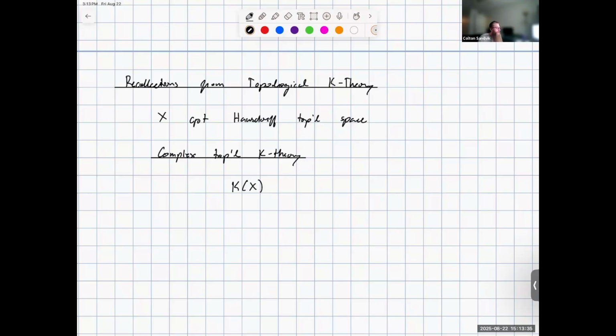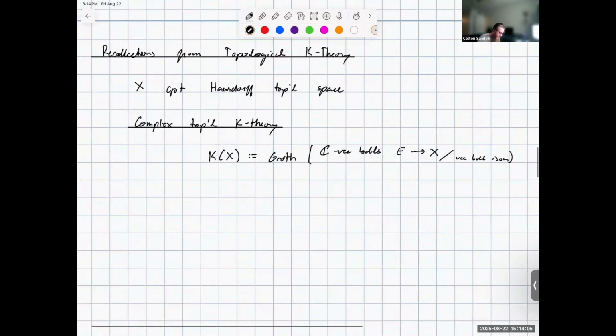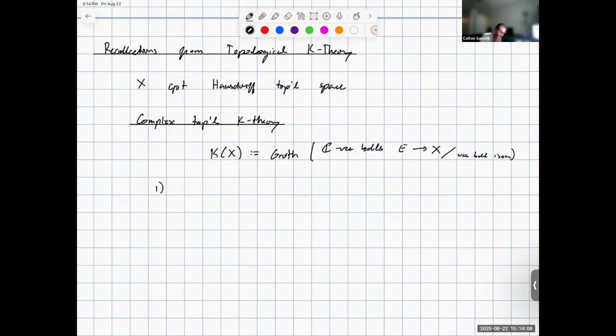The ring is going to be the Grothendieck group of the monoid of complex vector bundles, say E over X, and we're going to quotient out by vector bundle isomorphism. Okay, so I should give some more information. The first part that needs to be clear is, if we look at complex vector bundles, I claim that this is a monoid. What do I mean by that?